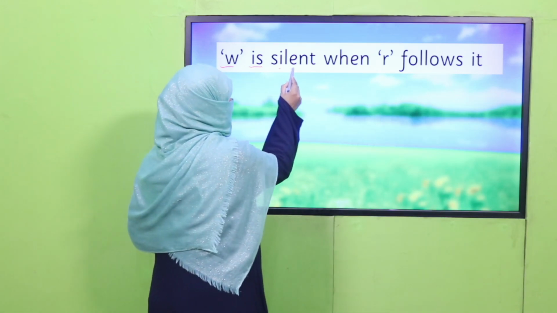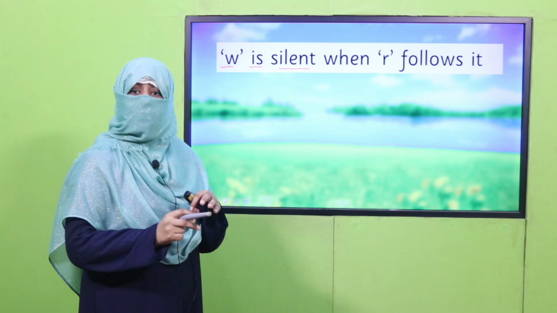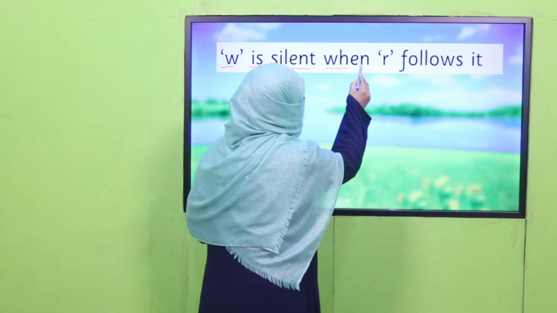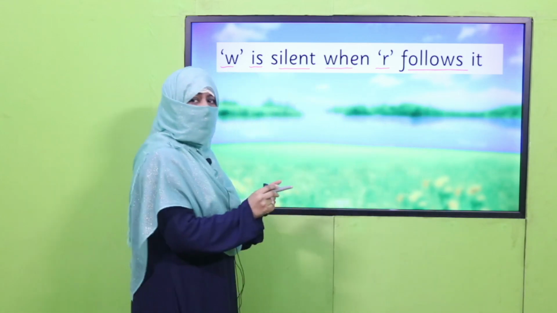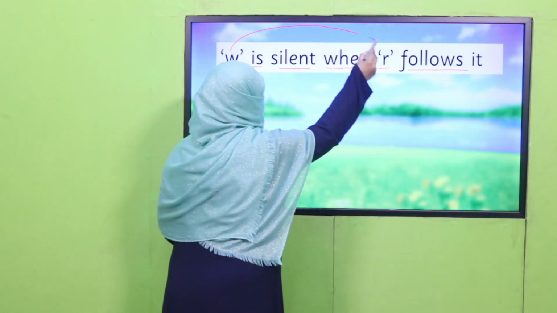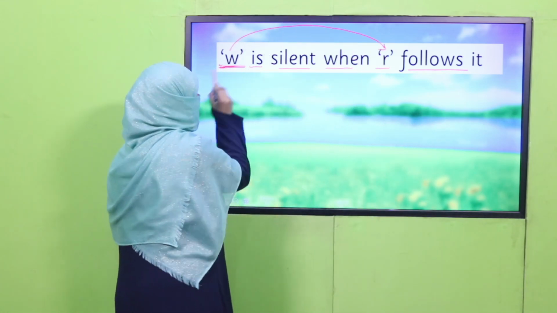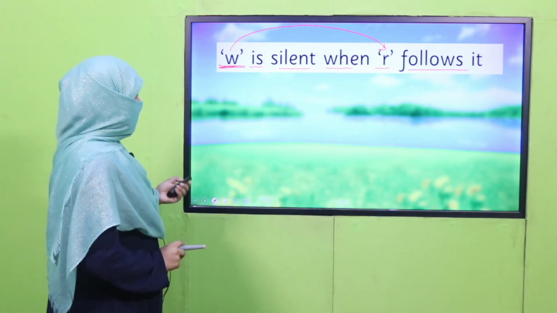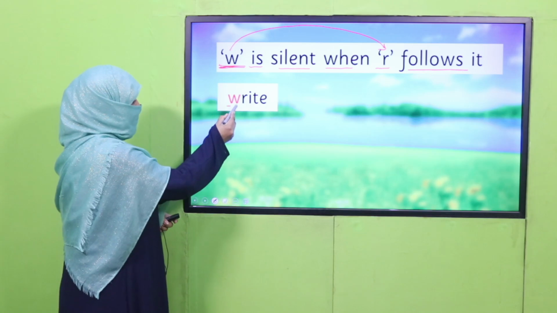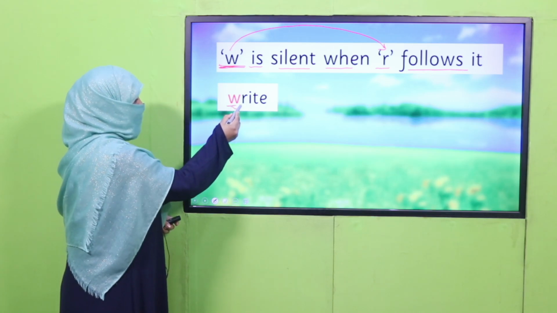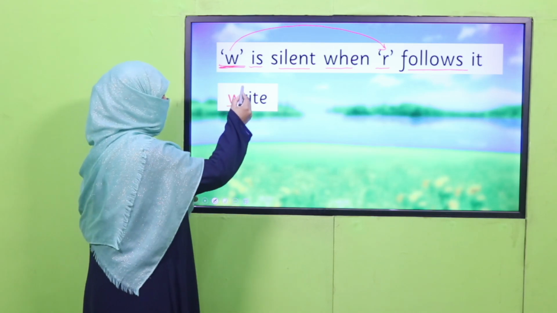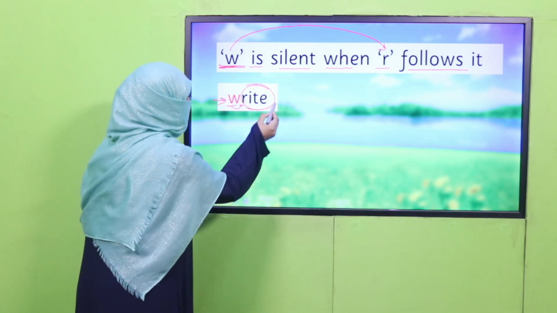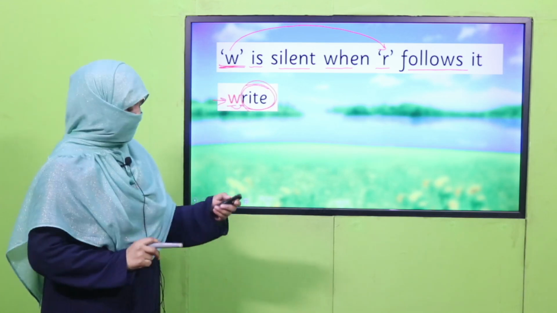W is silent. Now there are a few rules. It's not like they are just silent without a reason. W is silent when R follows it. Whenever after W you find letter R, you will not say this letter. You will start the word with R. For example, right. This W is there, but right after W there is R. So we will start our word from here and we will say right. Though we write it with the W, we say it with R, right.